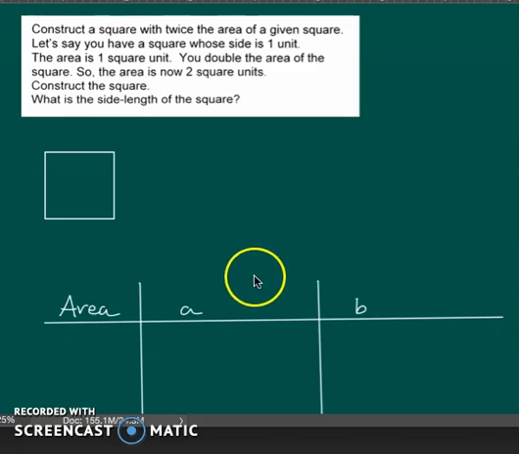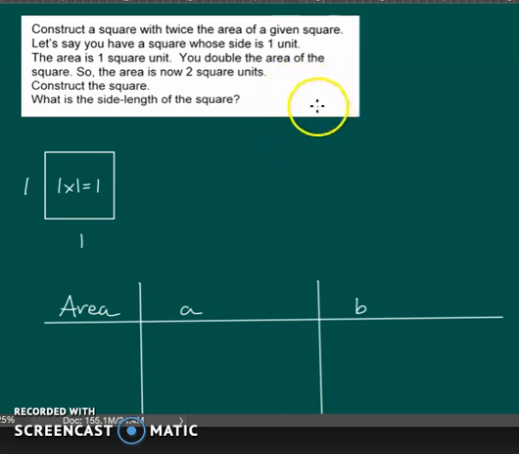Hi everyone. So for this question, we are starting off with a square whose side is 1 unit. So side is 1 unit, this side is 1 unit too. So its area will be 1 times 1, which is equal to 1 squared unit.